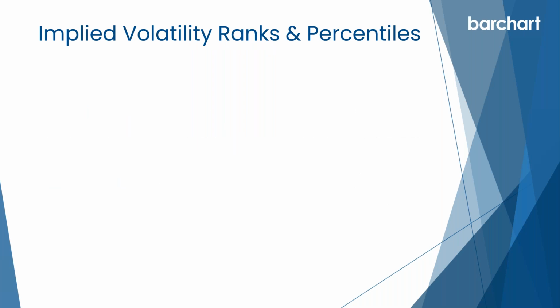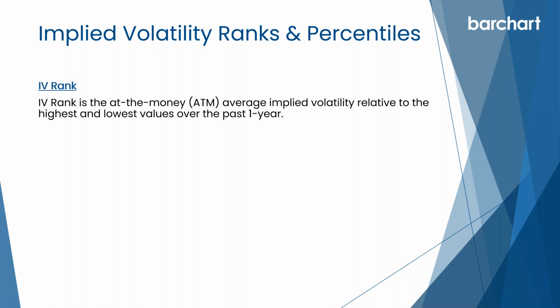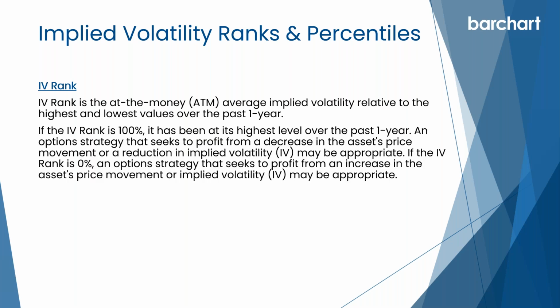So implied volatility, how are we going to determine when implied volatility is out of line? Well, there's two measurements we can use, rank and percentile. So IV rank is the at-the-money average implied volatility relative to its highest and lowest values over the past year. Now, if implied volatility rank is at 100%, it's been at the highest level over the past year.